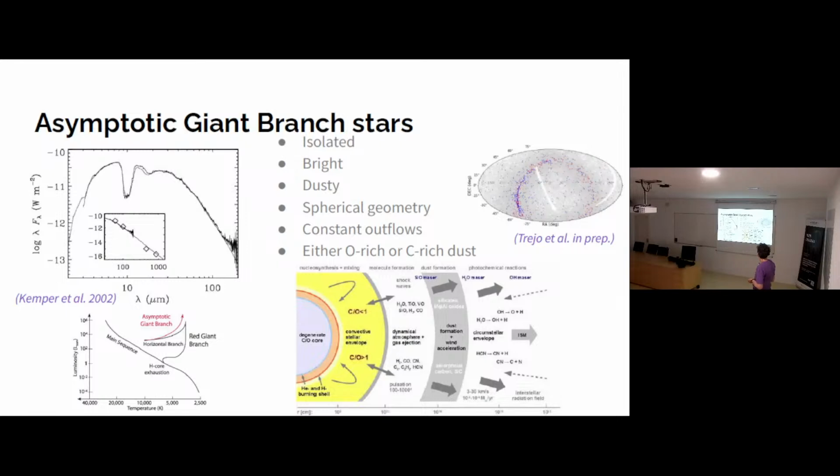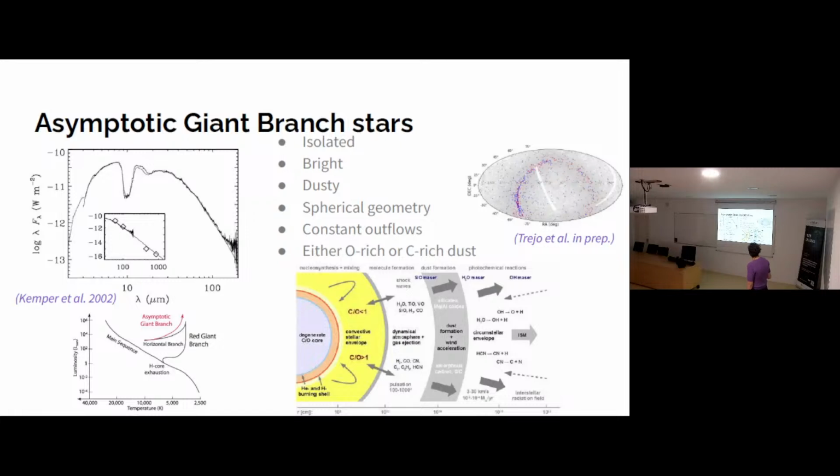At some point, the temperatures drop enough for dust formation to occur. So this is below 1500 Kelvin or even less. And once dust formation occurs, the radiation pressure from the star on the dust grains pushes the dust outwards and generates a stellar wind where the dust drags the gas along, and mass loss occurs.